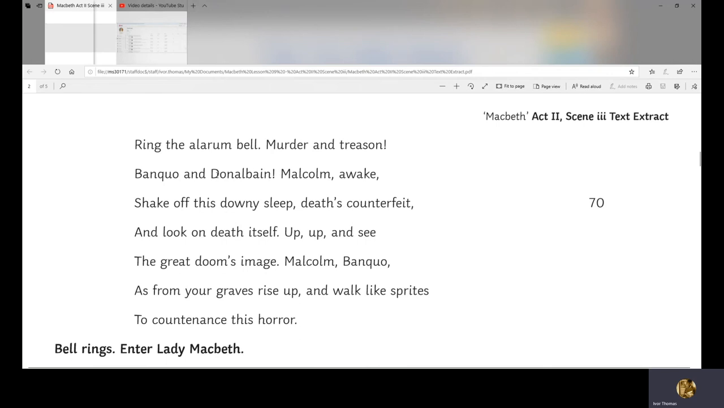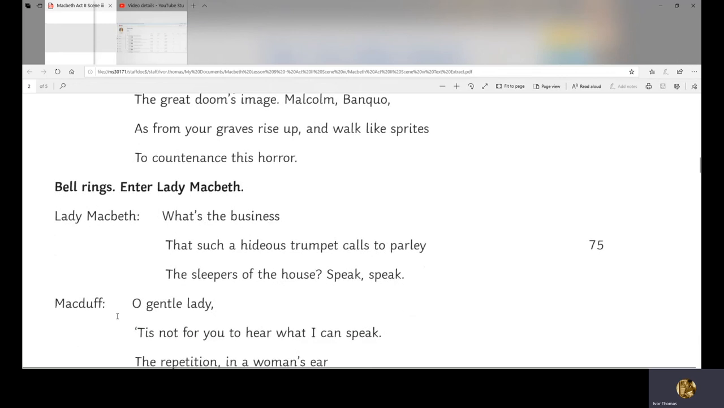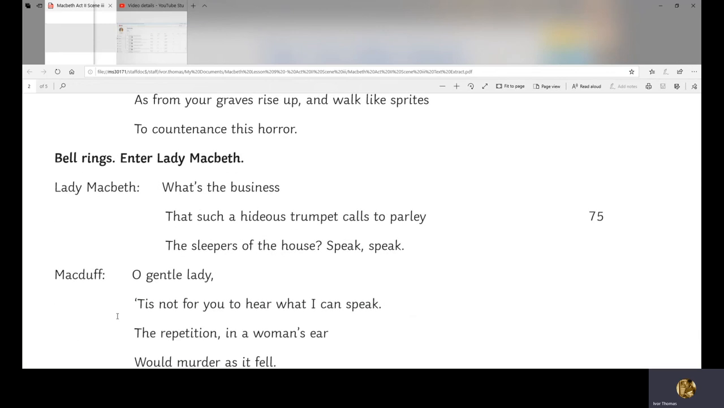Wake up, Banquo, Donalbain, and Malcolm. These are the sons. These are the two princes. Shake off your sleep. Look at great Doom's image. Malcolm, from your graves, rise up and walk like sprites to countenance this horror. So all hell is breaking loose now, and it's chaos.